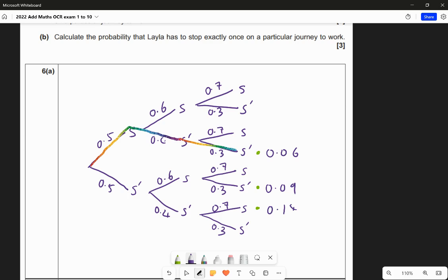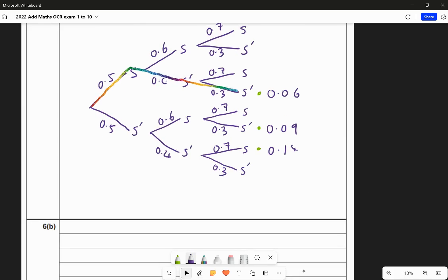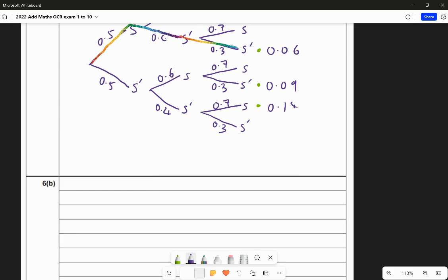So any of these could happen, and they will end up with exactly 1 stop. And so the sum of those is the answer to part B. So you should probably show all your workings for the 3 marks. So I would write down 0.5 times 0.4 times 0.3, plus, and then the other one, 0.5 times 0.6 times 0.3, and then plus 0.5 times 0.4 times 0.7.